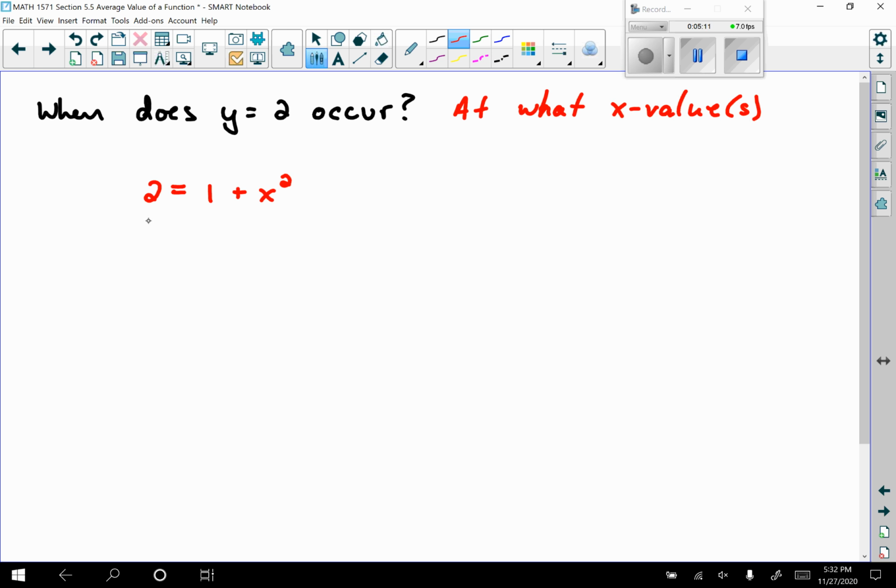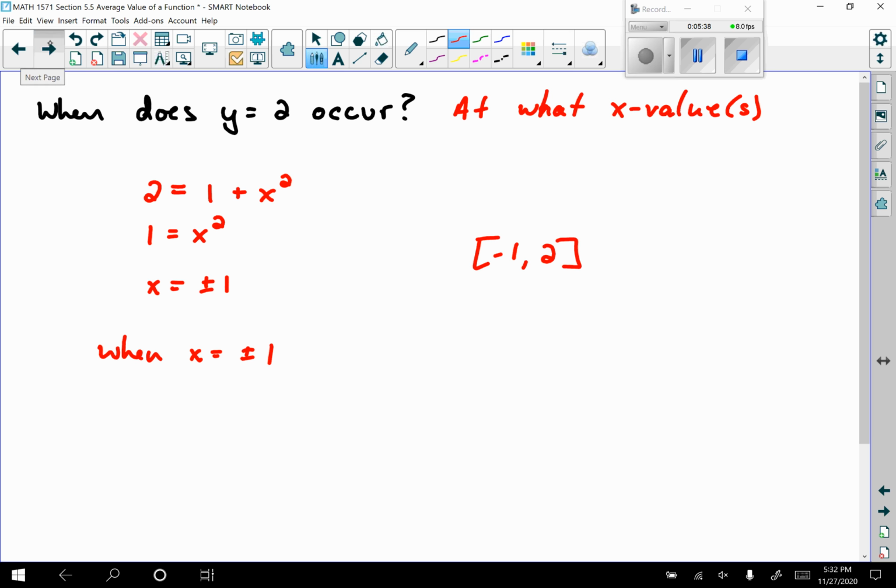So let's just solve this for x, subtract a 1. And then this is going to occur when x is plus or minus 1. Now again, we are on the closed interval from -1 to 2. So -1 is definitely in this interval, so is 1. So it occurs when x equals either +1 or -1.